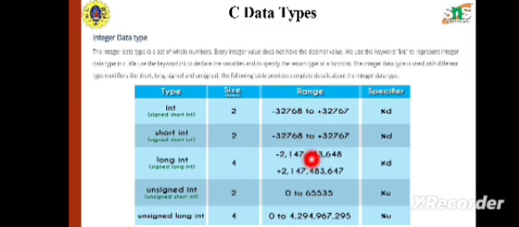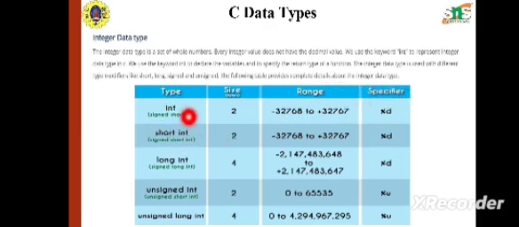So integer data type. The integer data type is a set of whole numbers. Every integer value does not have the decimal value. We use the keyword int to represent integer data type in C. We use the keyword int to declare the variables and to specify the return type of a function. The integer data type is used with different type modifiers like long, short, signed and unsigned. The following table provides complete details about the integer data type.